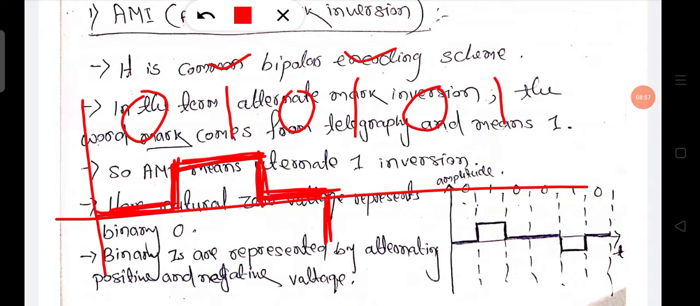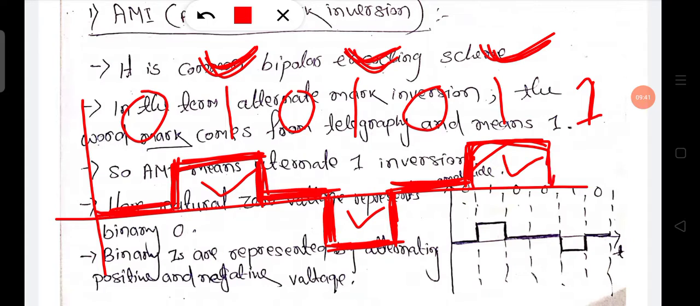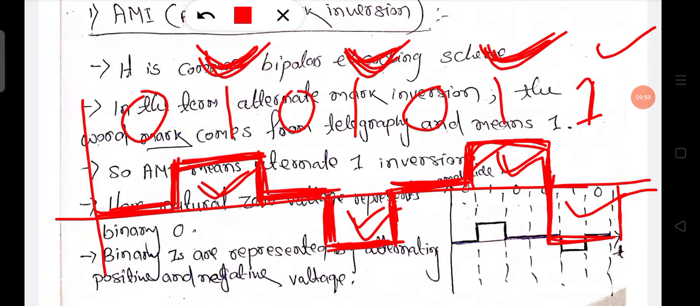The second 1 is represented as negative voltage, since the first one is represented as positive voltage. And 0 is always 0 volt. And this is the third one, which is encoded as positive voltage again. So positive voltage, negative voltage, again positive voltage. If there is another one here, then it is encoded as negative voltage. This is one cycle, positive, negative, alternately coming: first one, second one, third one, then fourth one.